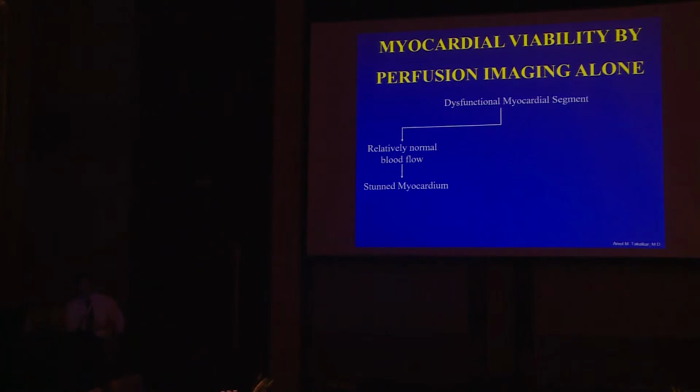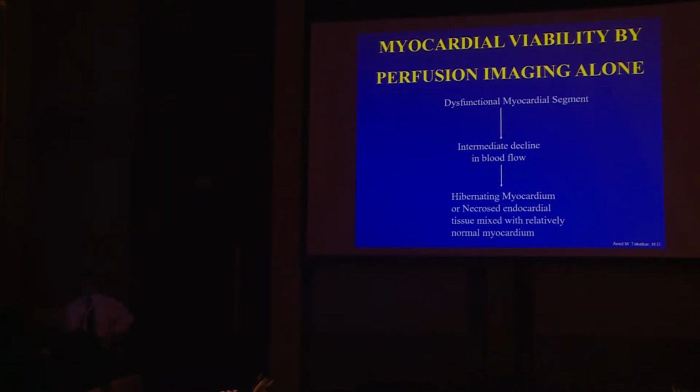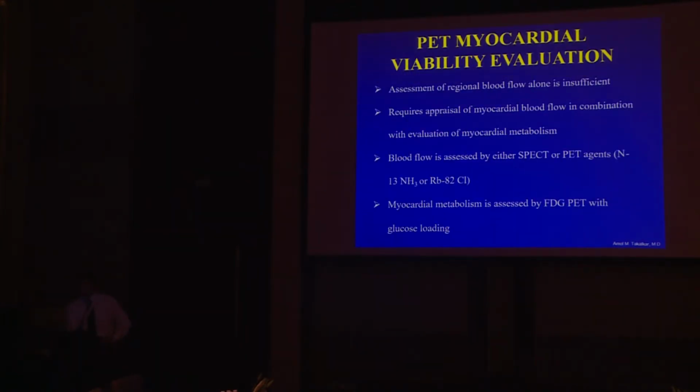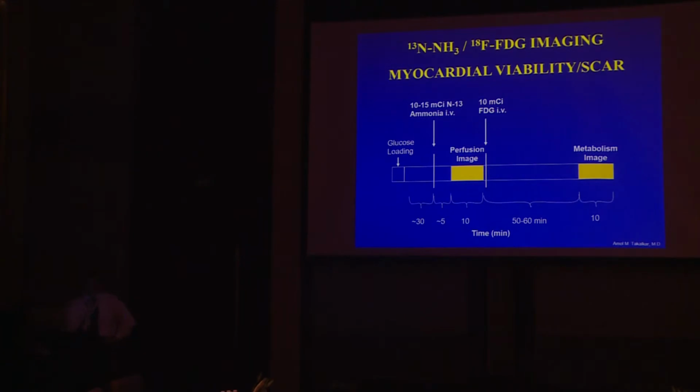In patients who have relatively normal flow or significantly reduced flow, it's not a big deal to differentiate between the two. It's the intermediate declines in the blood flow that need more assessment. And so you have to assess it in conjunction with resting blood flow with FDG metabolism flow. This is our protocol for that.